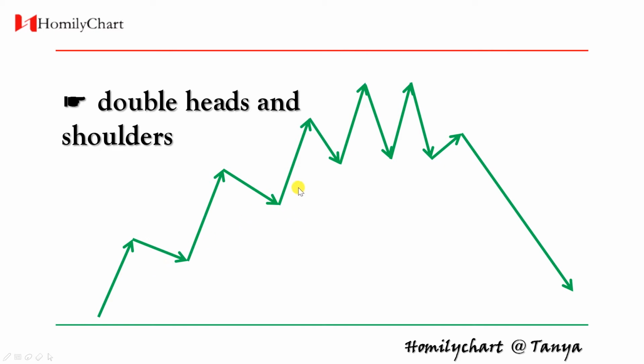In an uptrend, price rises up to a high place and forms some tops. If we connect the lows between the tops, then we'll get a line. This line is called the neckline. Above the line, we see there are four tops. It looks like two heads, one left shoulder, and one right shoulder. So we call it double heads and shoulders.